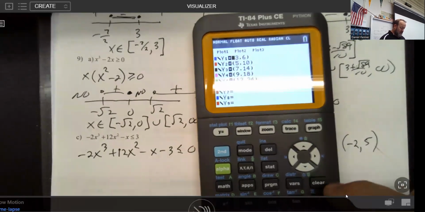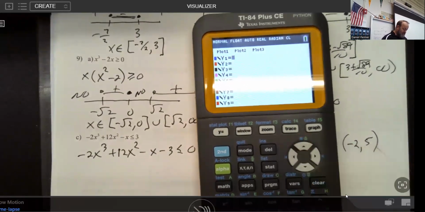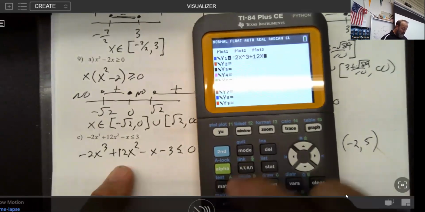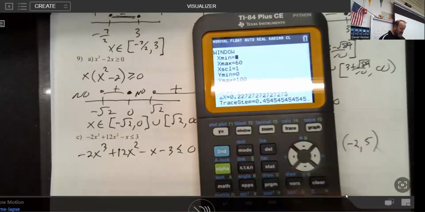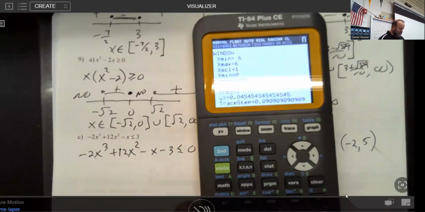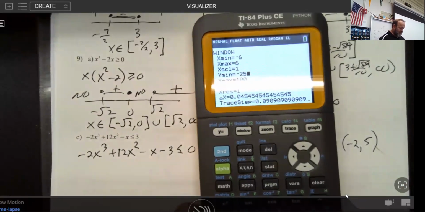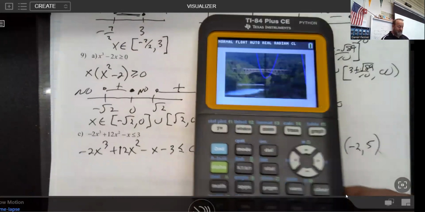Somebody put a bunch of junk in this calculator, so let me get rid of all this stuff. Okay, so we're going to type in negative 2x to the third plus 12x squared minus x minus 3. Now, I don't know what the right window is, but usually these problems are not very big. So I'm going to try negative 6 to 6. I don't really know what to do for this one, but I'm going to go negative to positive 25 and just kind of see what happens. And I'm not loving the fact that this has that crazy screen thing on it. So I'm going to have to learn how to take this off this calculator.